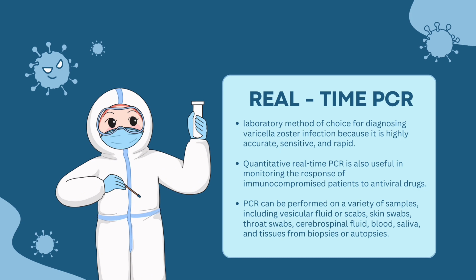Today, real-time PCR for VZV DNA is the laboratory method of choice for diagnosing varicella zoster infection because it is highly accurate, sensitive, and rapid. Quantitative real-time PCR is also useful in monitoring the response of immunocompromised patients to antiviral drugs. PCR can be performed on a variety of samples including vesicular fluid or scabs, skin swabs, throat swabs, cerebrospinal fluid, blood, saliva, and tissues from biopsies or autopsies.